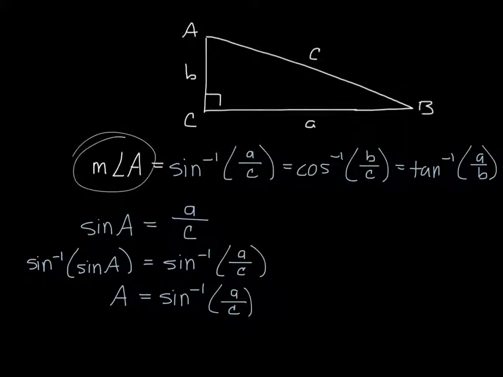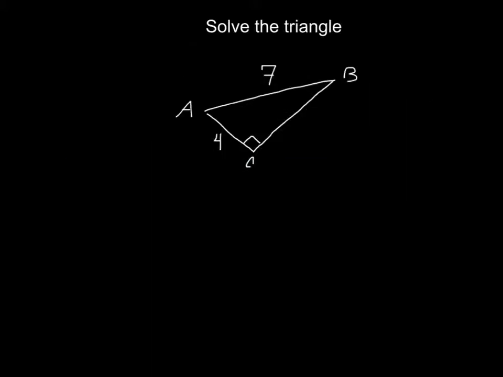So when you are looking for a missing angle measure, that is when you use an inverse trig function. A lot of times people get confused. Should I be using the function? Should I be using sine, or should I be using inverse sine? The only time you use inverse sine or inverse cosine or inverse tangent is if you are looking for a missing angle measure. If you're looking for a side length, you don't use the inverse.